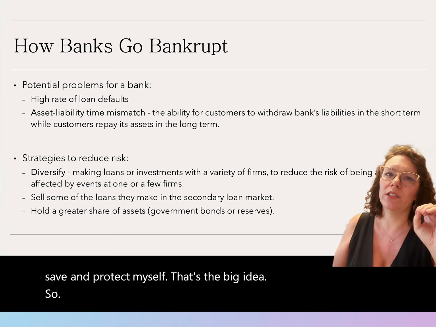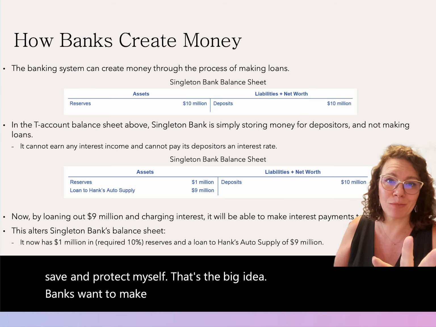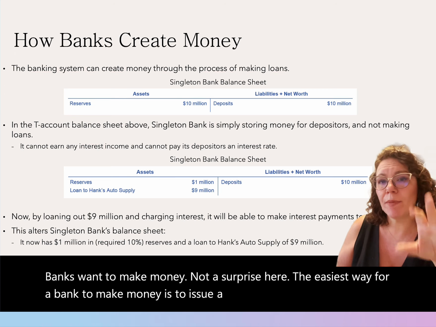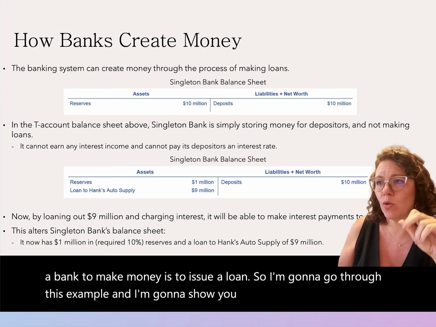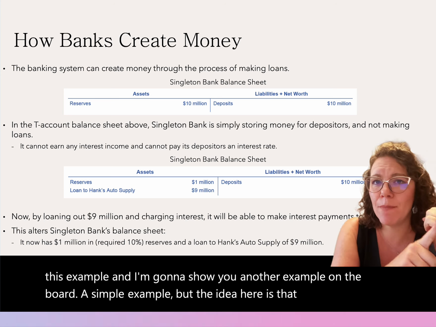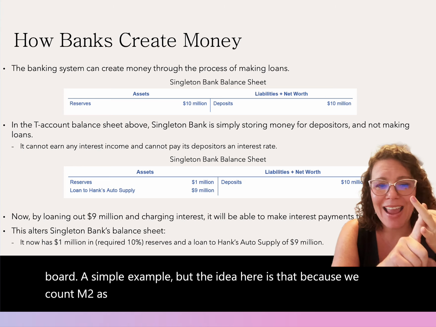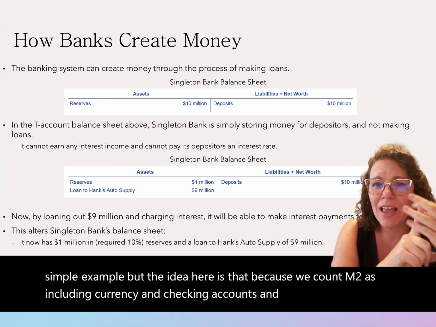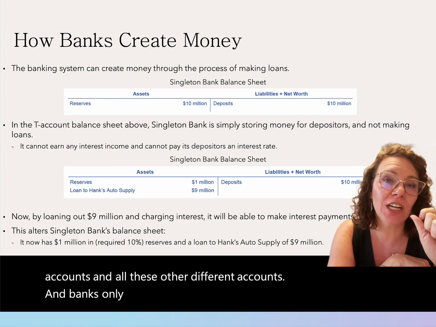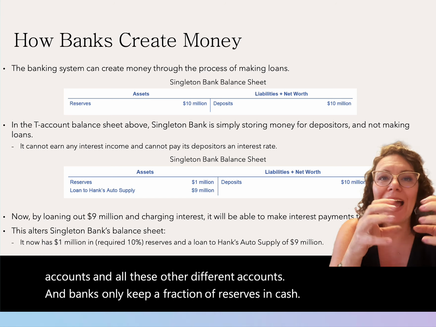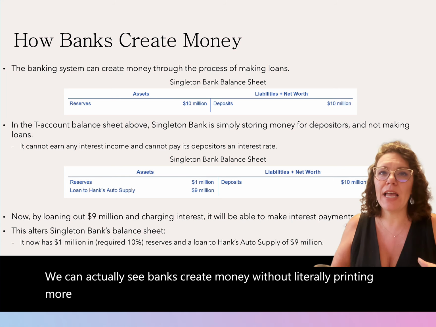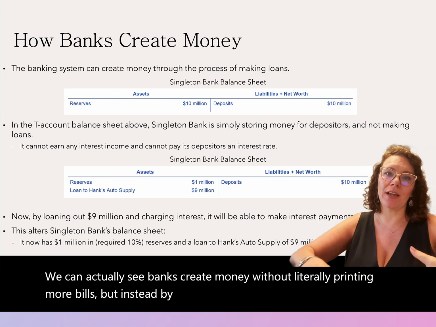So banks want to make money. Not a surprise here. The easiest way for a bank to make money is to issue a loan. So I'm going to go through this example and I'm going to show you another example on the board, a simple example. But the idea here is that because we count M2 as including currency and checking accounts and savings accounts and all these other different accounts, and banks only keep a fraction of reserves in cash, we can actually see banks create money without literally printing more bills, but instead by making loans and keeping a fraction of each deposit in reserve.